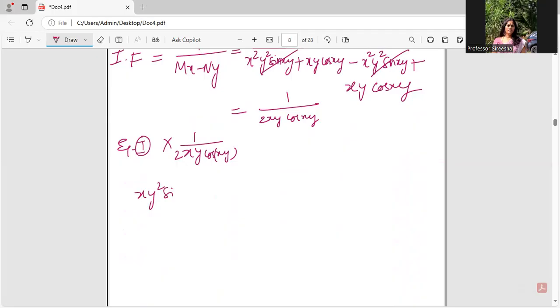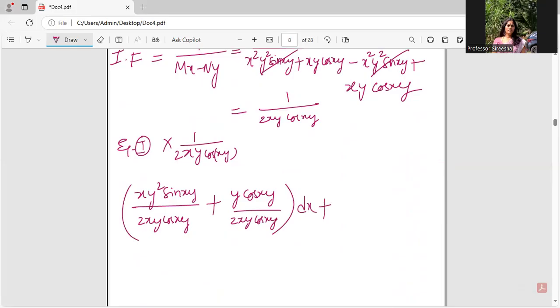M is x y squared sin xy by 2xy cos xy plus y cos xy by 2xy cos xy, into dx. This is my M. What's my N? x squared y sin xy by 2xy cos xy minus x cos xy by 2xy cos xy, into dy, is equal to 0.